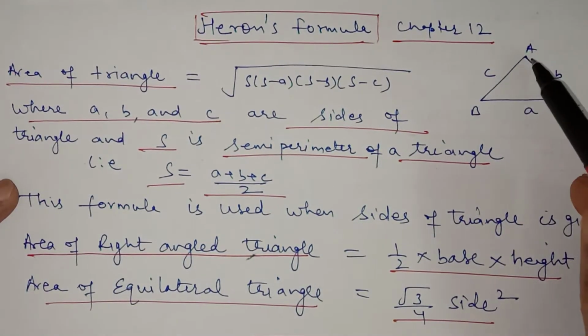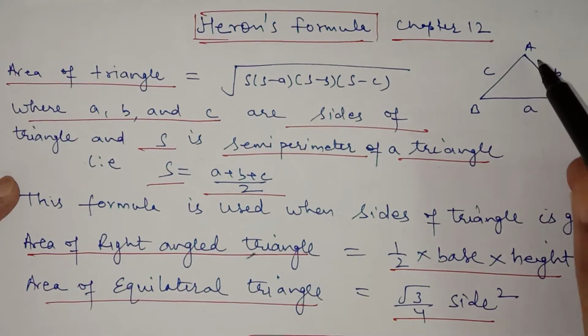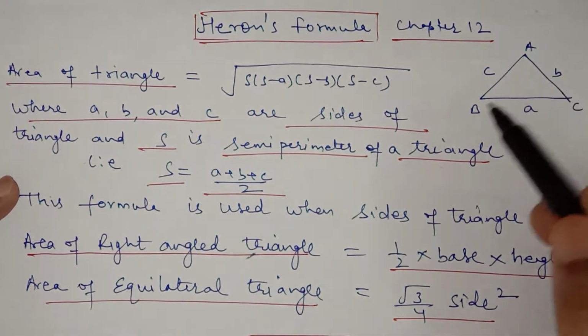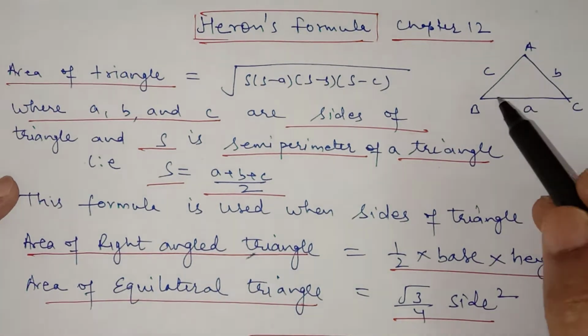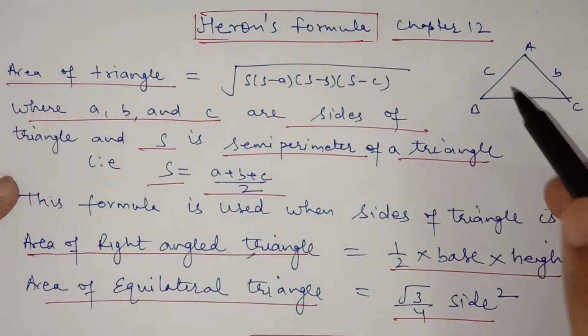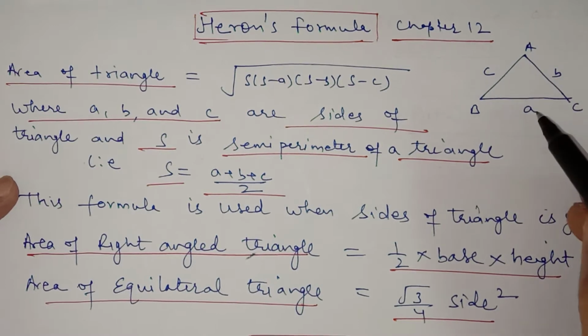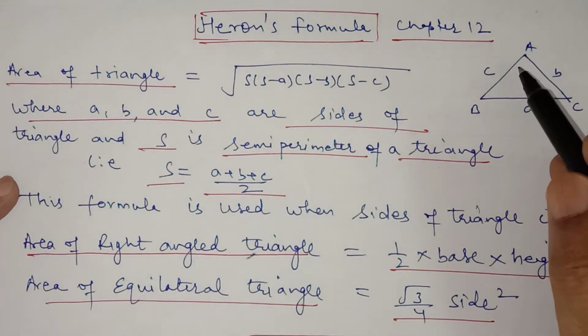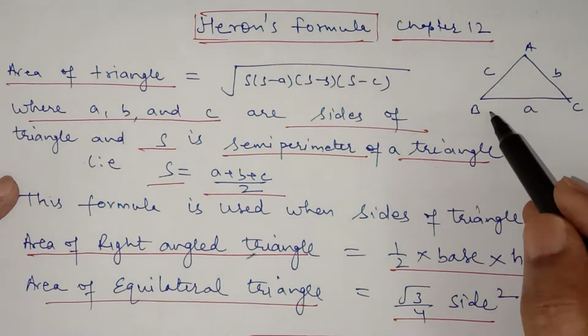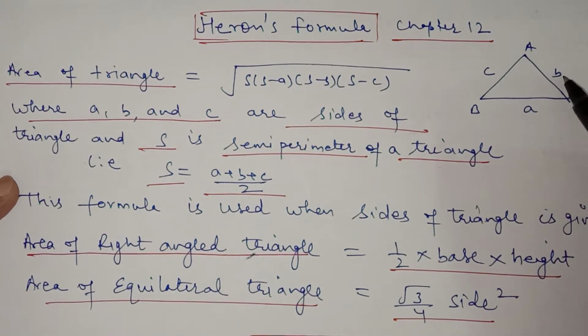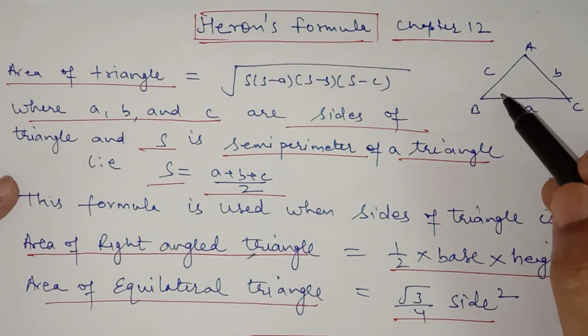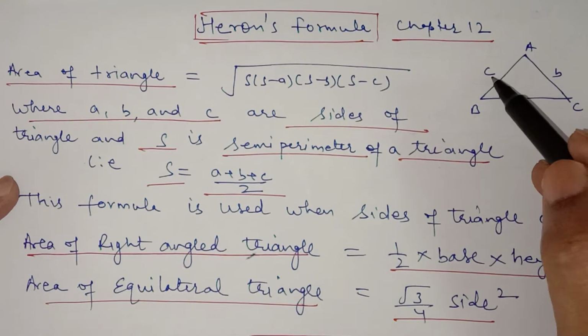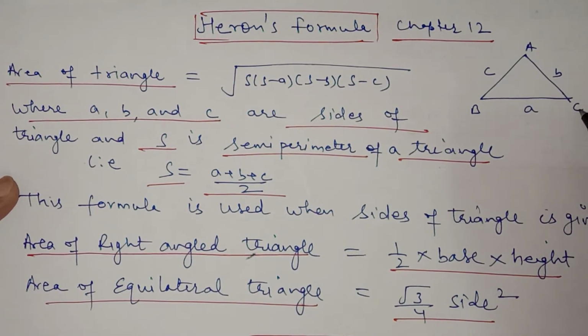Now, let us take a triangle ABC. The capital letters denote the angles of the triangle, that is angle A, angle B and angle C. The small letters denote the sides of the triangle. Side a is the side opposite to angle A, denoted by small a. Side b, that is AC, is opposite to angle B, and side c is the side opposite to angle C.